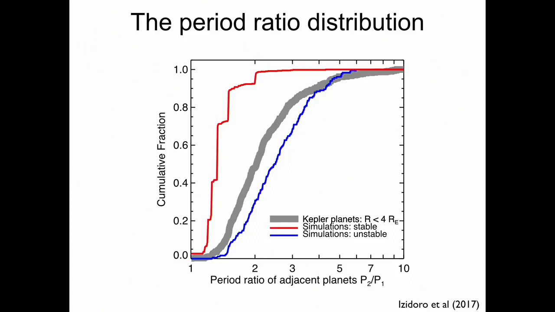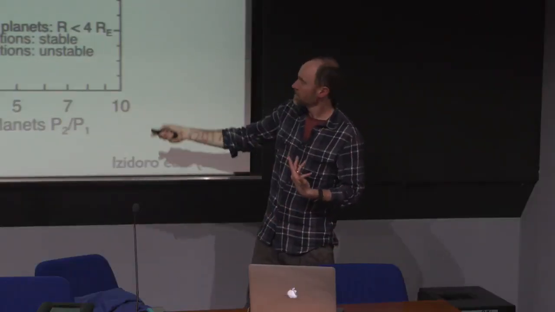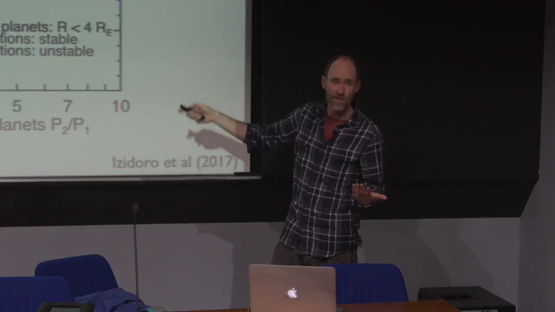And then sometimes they go unstable. And when they go unstable, they end up on much wider orbits, which is this blue curve. Okay? They're much wider. All right? And so the idea is that using these kind of simulations, mixing some fraction of unstable systems with stable ones, we try to match the actual observations.